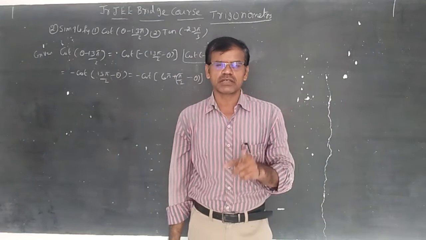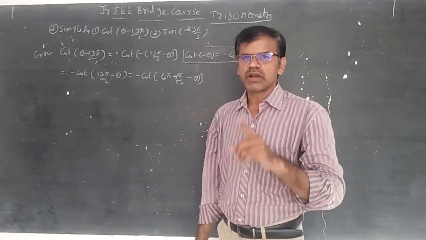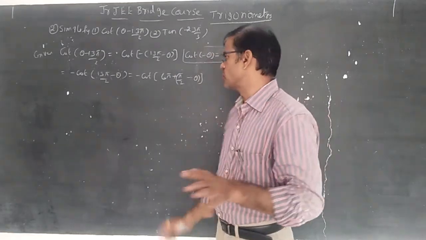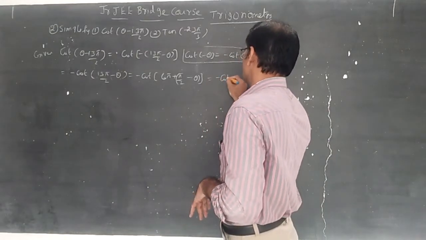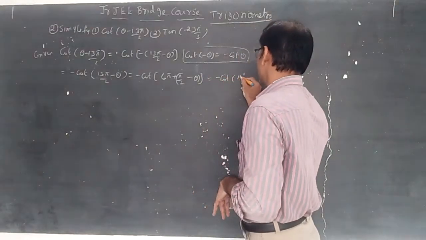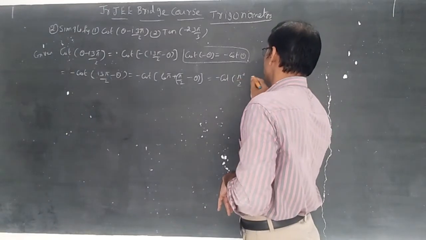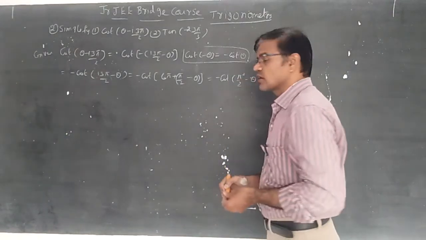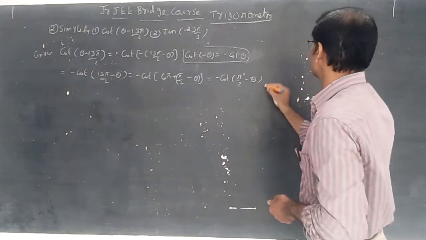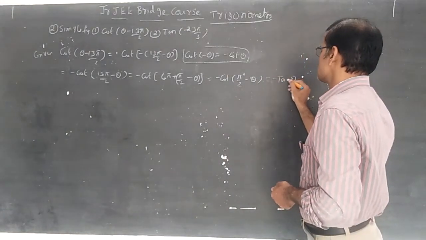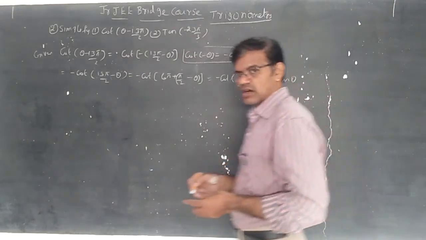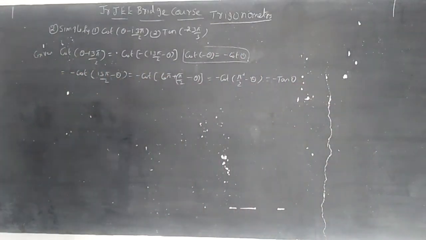Pi means 180 degrees, 2 pi means 360. A multiple of 2 pi is always 0, so there is no need to write it. Simply you write minus cot of pi by 2 minus theta. Cot of 90 minus theta, we know that it is tan theta. The value is minus tan theta we got.